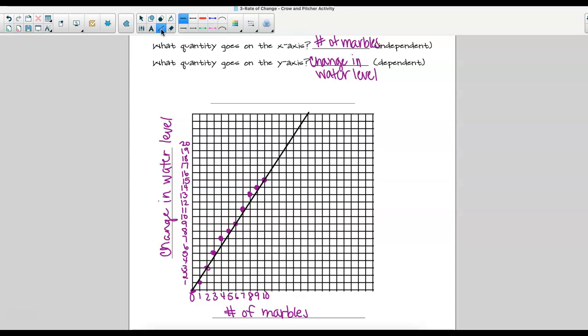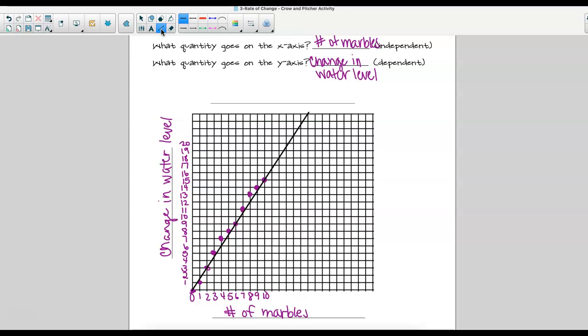Okay, so it fills up the entire grid. Don't stop at the last point. Keep drawing your line. Line up your ruler with the first and the last point. Do not freehand it. Use your ruler. Line it up. Draw a nice straight line that goes all the way across the grid. It should be a perfectly straight line.